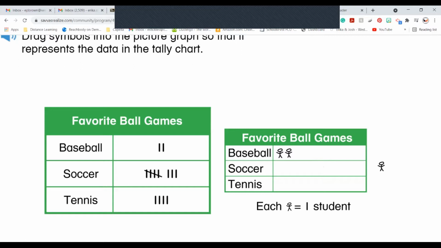Now 1, 2, 3, 4, 5, 6, 7, 8 students chose soccer. So 1, 2, 3, 4, 5, 6, 7, 8. So 8 here, 8 there, and then 4 for tennis. So 1, 2, 3, 4. 4 for tennis on the table and 4 on the graph. That is what our picture graph is going to look like.